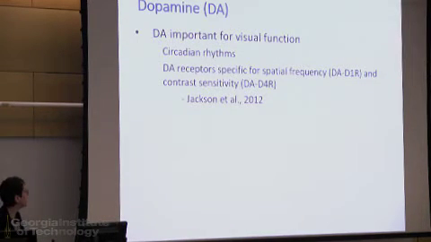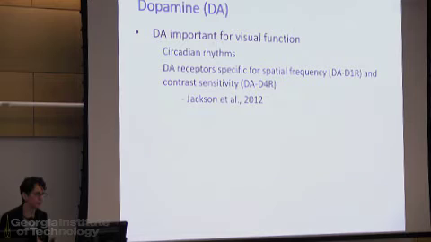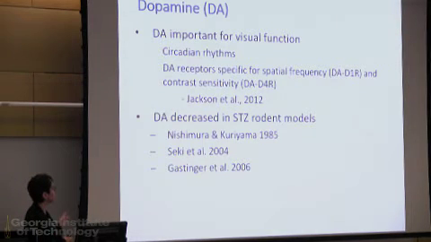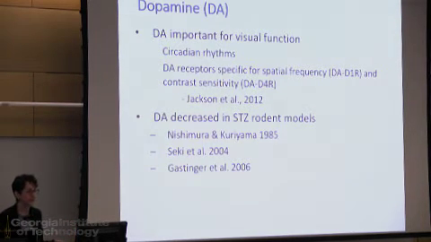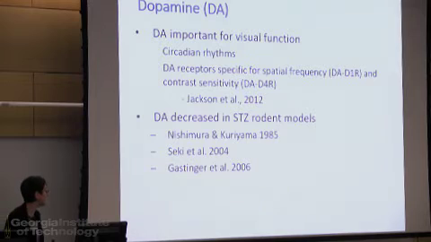So dopamine, I'm sure you're familiar with. It's important in the brain. It's also important for visual function. And it's involved in circadian rhythms. Recently, it's been shown that specific dopamine receptors are actually responsible for very specific aspects of visual function, including spatial frequency or contrast sensitivity, which I think is really fascinating. Well, it also turns out that dopamine is decreased in STZ rodent models, not only in the eye, but actually in other parts of the body as well, in the brain and in the kidneys.